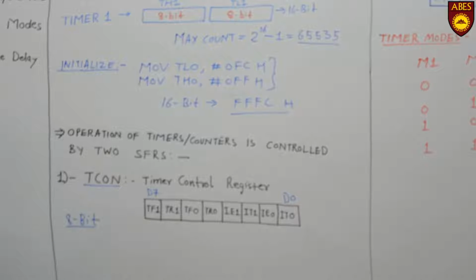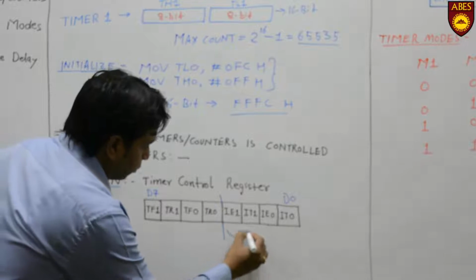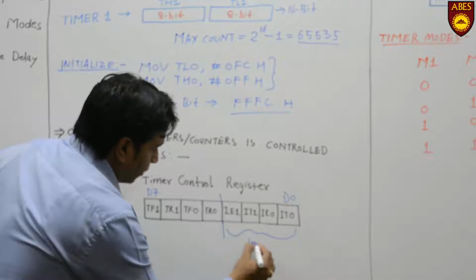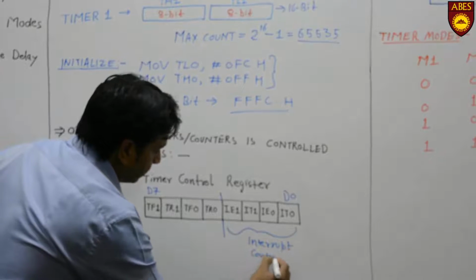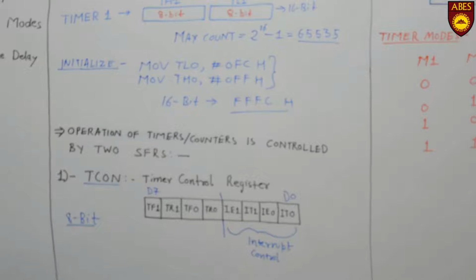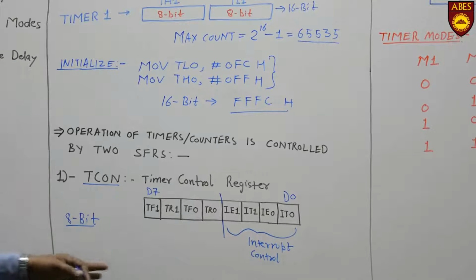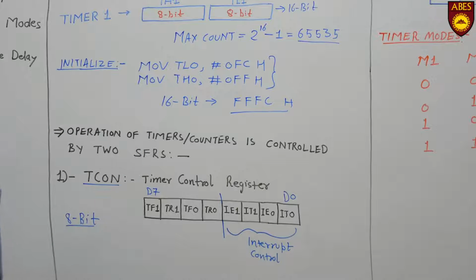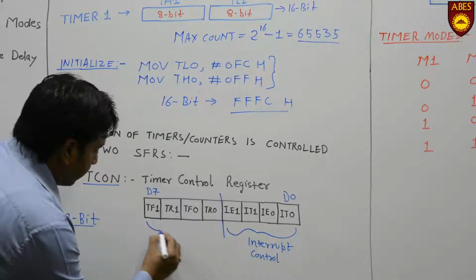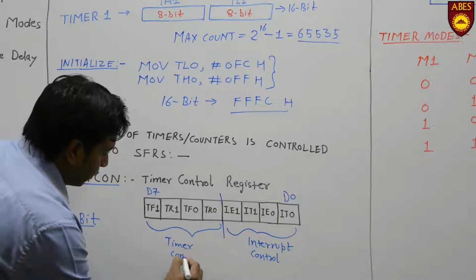So we can see the operation of this register is divided into two parts. The lower 4 bits are used for interrupt control. The lower 4 bits, that is IT0, IE0, IT1 and IE1, are used for the interrupt control, and in the present context, we are not going to discuss these 4 bits because these are reserved for the interrupt control, but we will focus on the operation of the upper 4 bits that are used for timer control.